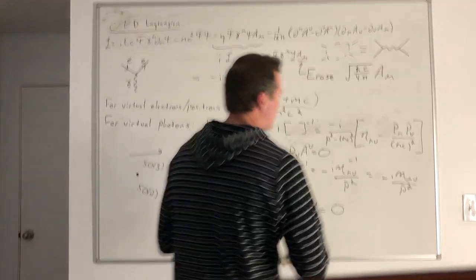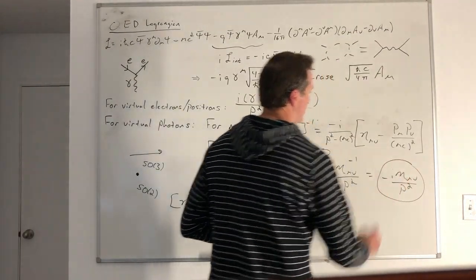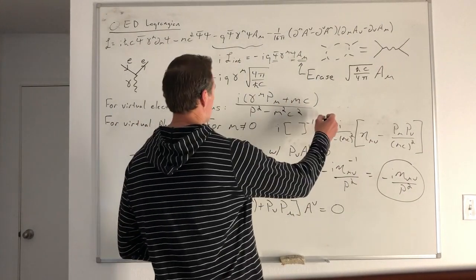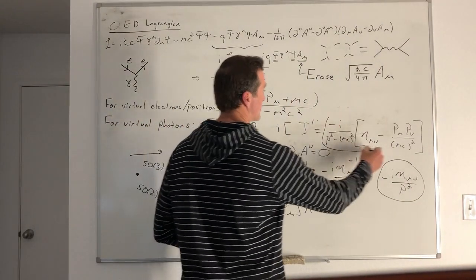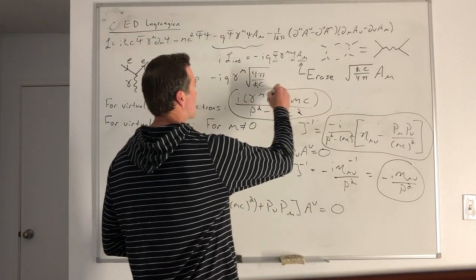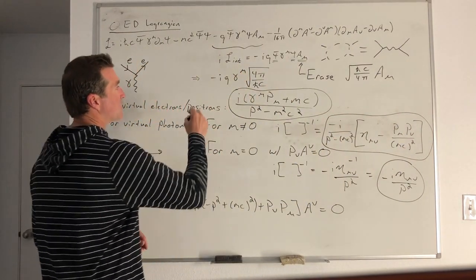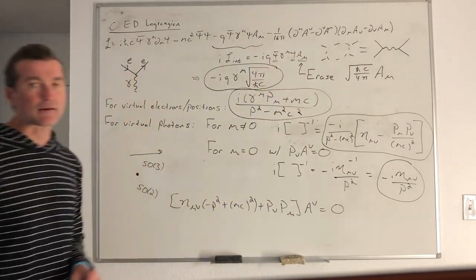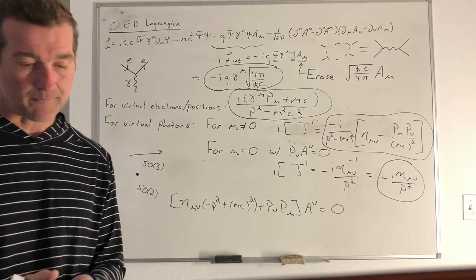Okay, so we have a propagator for an internal massive gauge boson, and then we have propagators for internal fermions. Okay, and then we also have our vertex factors. All right.